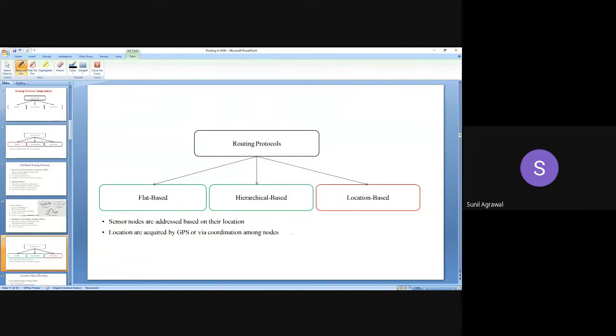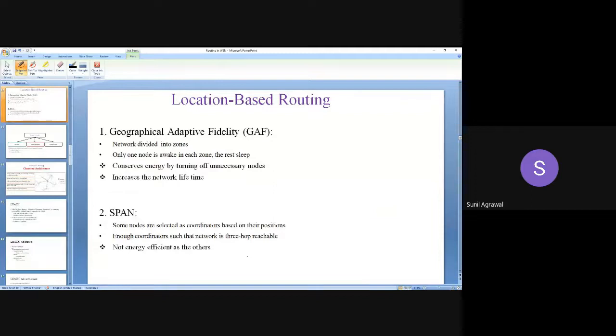That means the WSN or base station may be requiring certain information from certain part of the covered area, right? In that case, the base station is going to address a particular group of sensors which are covering that desired location. And node localization can be done via GPS or some other coordination methods. So there are certain location-based routing protocols. The first one is geographical adaptive fidelity, where the complete covered area is divided into zones, and only one node is awake in each zone.